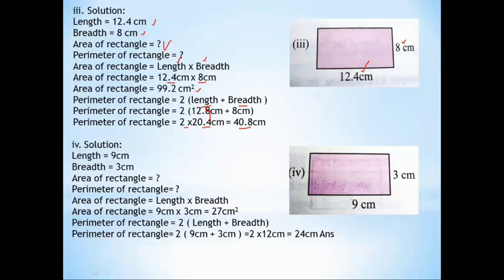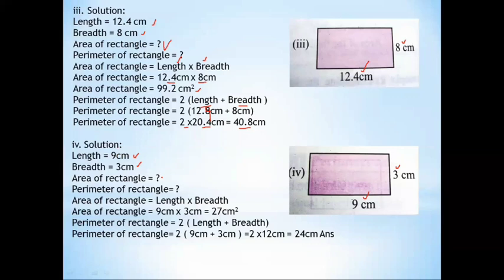Dear students, now we are going to start the fourth part. How to find the area and perimeter of a given figure. Dear students, here we can see in the opposite figure, length is equal to 9 centimeters and breadth is equal to 3 centimeters. Let us write the information before the start of the sum. The information: length is equal to 9 centimeters. Breadth is equal to 3 centimeters.